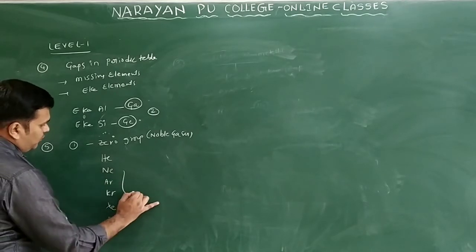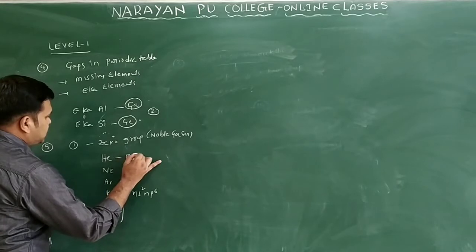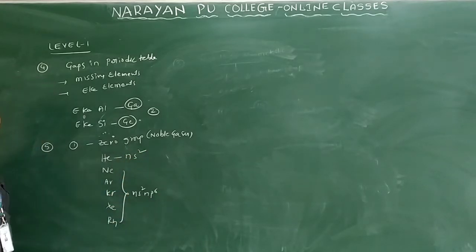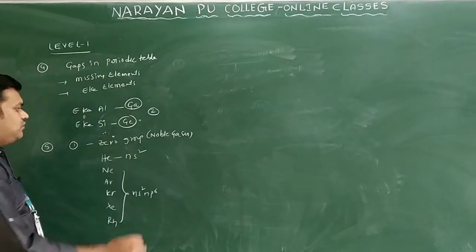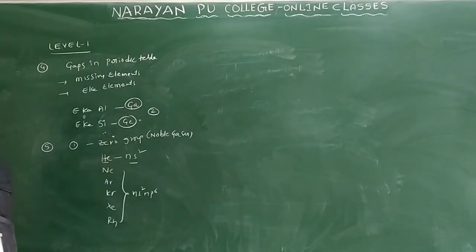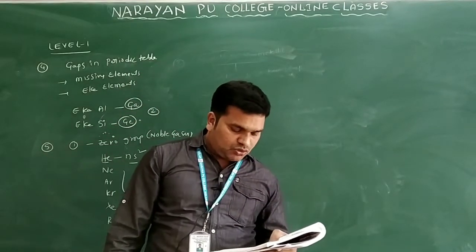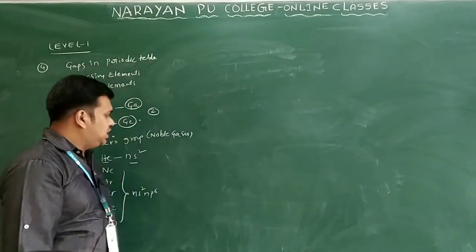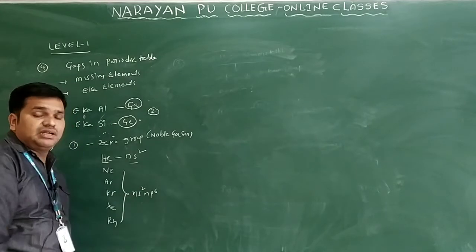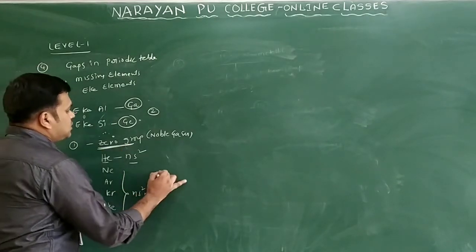The configuration of these elements is generally written as ns2 np6, but helium's configuration is 1s2, while the remaining elements have ns2 np6 configuration. The question asks for the group in which all the elements do not have the same number of electrons. Here 2 electrons are there, here 8 electrons are there. So your answer is the 0 group only.